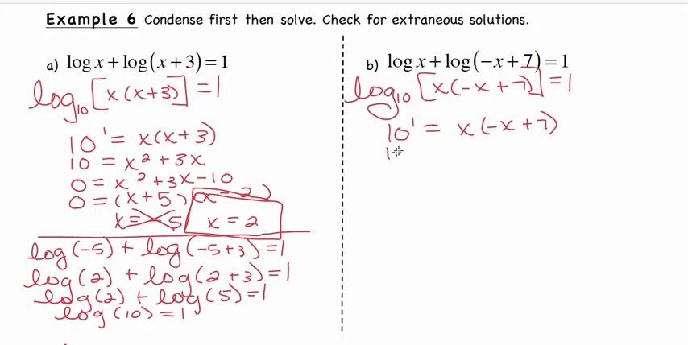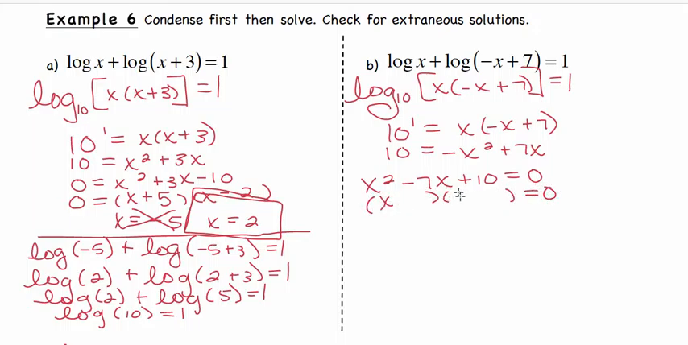And then we'll go ahead and distribute. I get negative x squared plus 7x. And this time I think I'm going to move everything to the left so I can make my x squared positive. So I'll end up with x squared minus 7x plus 10 is equal to 0. And we'll go ahead and factor. So we have x and x and 5 and 2. And factors of positive 10 that add to negative 7 means both of these guys are going to be negative.